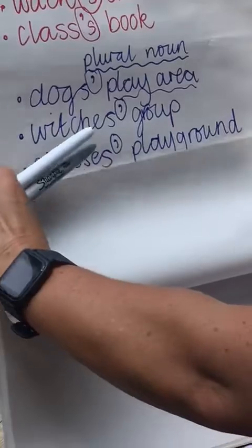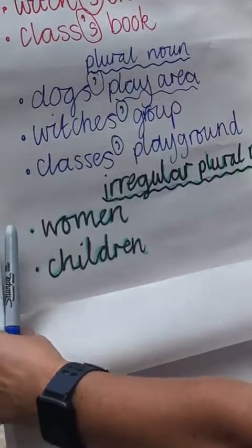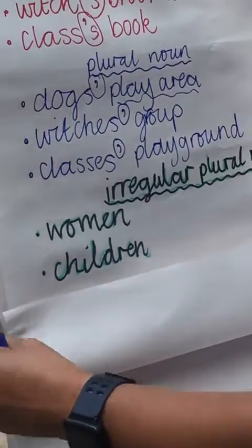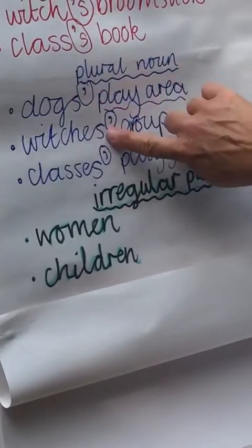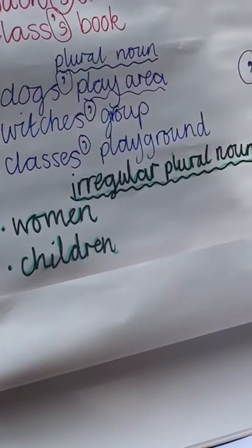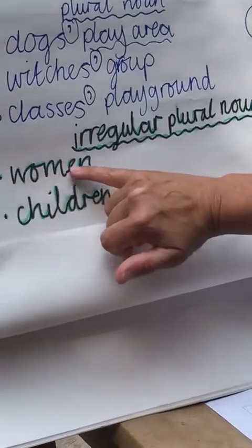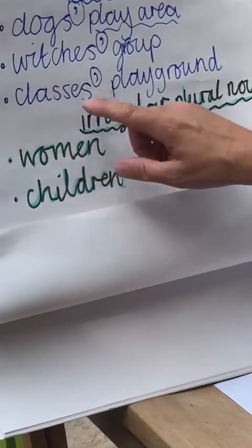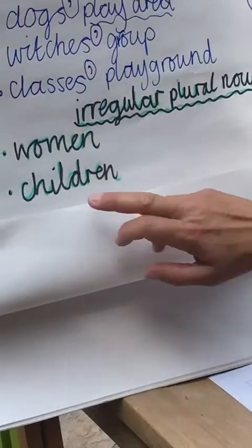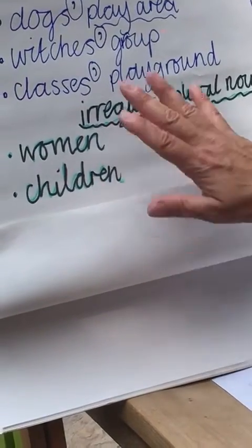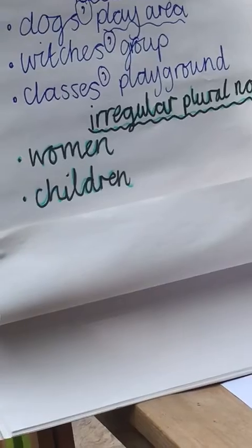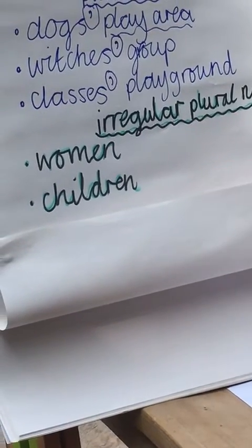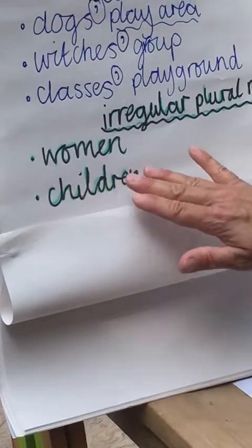The last thing I do want to talk about though is when we have irregular plural nouns. Not all of our plural nouns end in an S. Sometimes the word itself changes. So instead of saying there is a woman sitting on a chair, if there's more than one, we would refer to them as women. Same with child. Instead of saying there is one child waiting for the bus, if there's more than one, we will say children. There are 2 children or 3 children waiting for the bus.